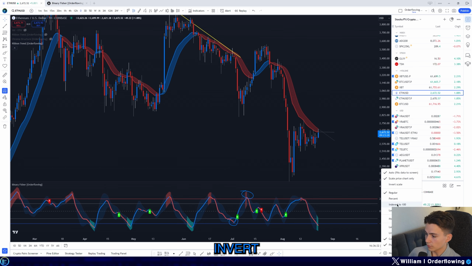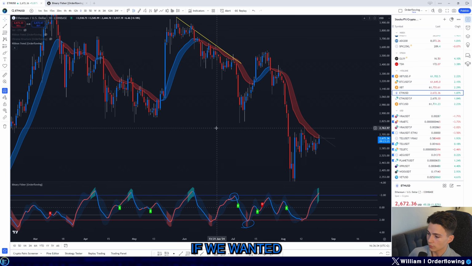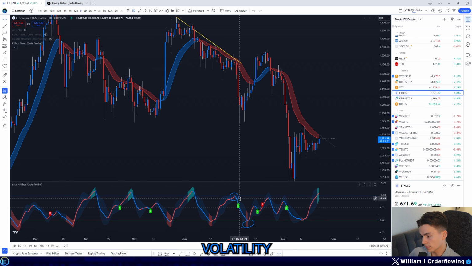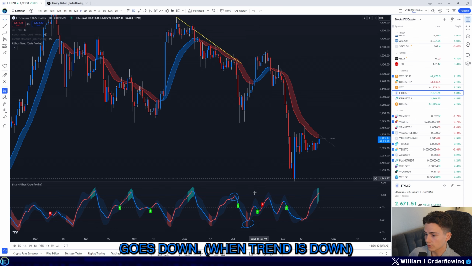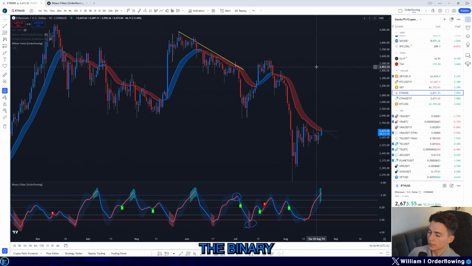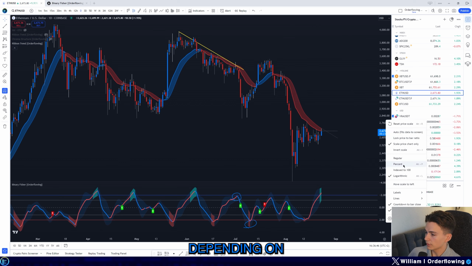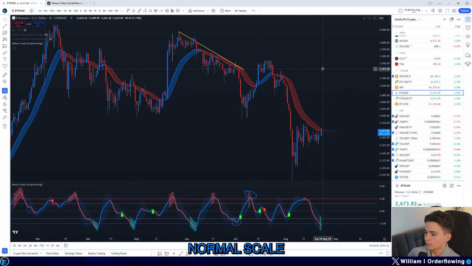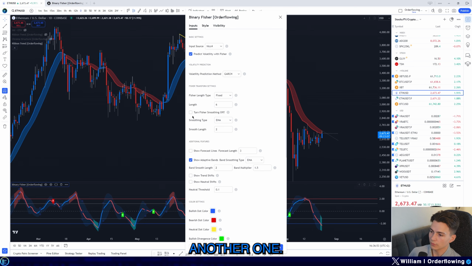We could also invert the scale of the chart if we wanted to see, based on that, when volatility goes up, price goes down. So maybe you want to invert the binary Fisher on volatility depending on the chart. Let's go back to the normal scale. Okay, let's try another one.